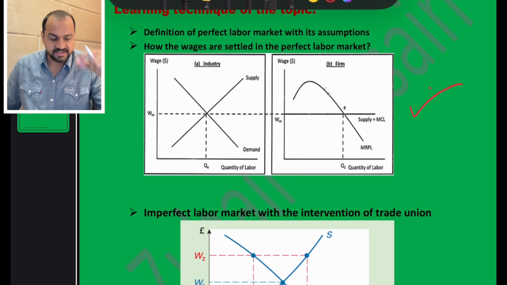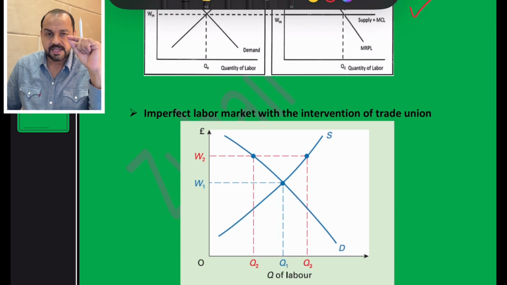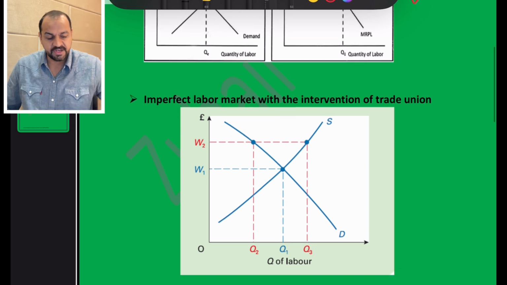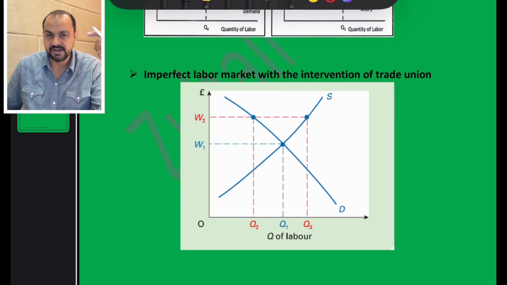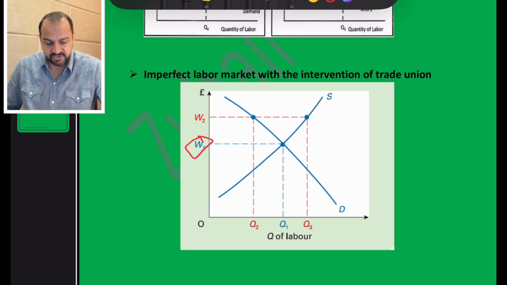Then the third step: when the trade union will intervene, and secondly, when the government will intervene. These are the two forces which make the perfect labor market an imperfect labor market. You have to give this concept through your diagram: if the trade union enters, suppose that to the trade union this wage rate W1 is not acceptable.